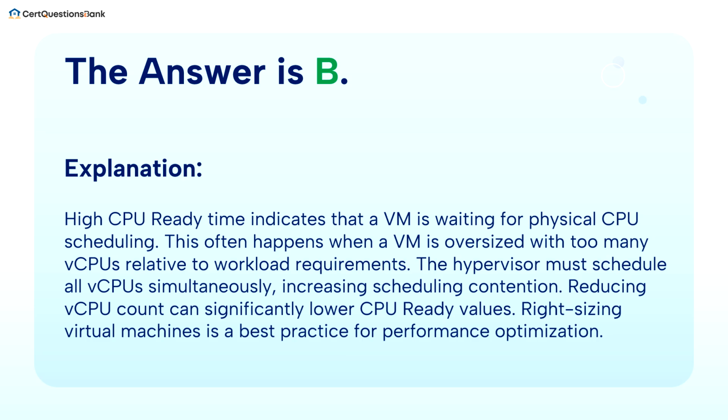High CPU ready time indicates that a VM is waiting for physical CPU scheduling. This often happens when a VM is oversized with too many vCPUs relative to workload requirements. The hypervisor must schedule all vCPUs simultaneously, increasing scheduling contention. Reducing vCPU count can significantly lower CPU ready values. Right-sizing virtual machines is a best practice for performance optimization.